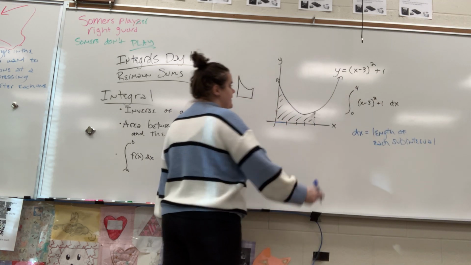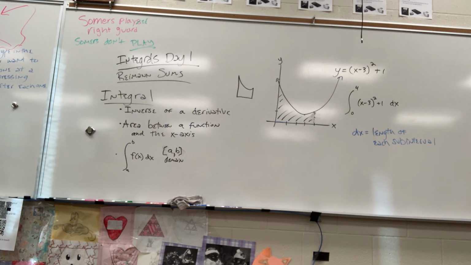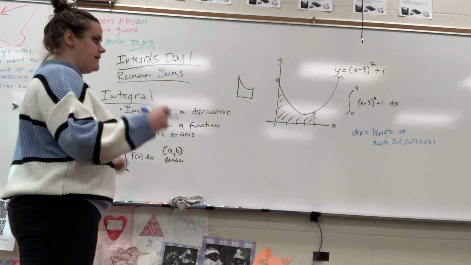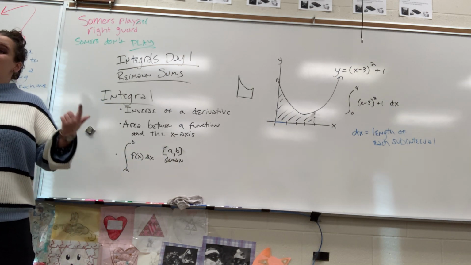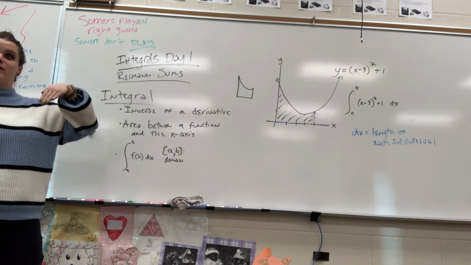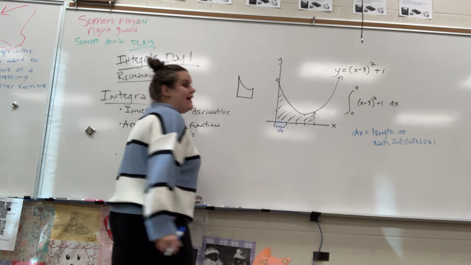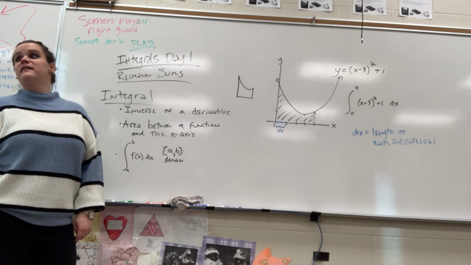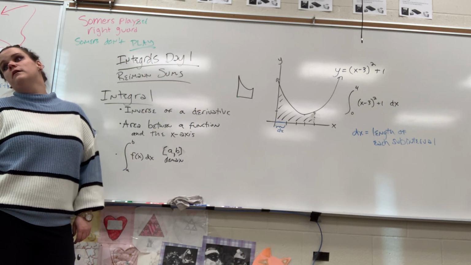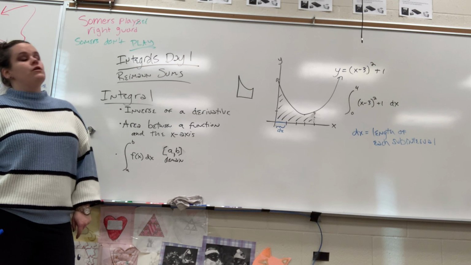So I know this first subinterval is going to go from 0 to 1. Is that good? Now, here's the next thing I need to figure out. How tall is it going to be? Because for the area of a rectangle, I need the base, I have that. That's my dx value. But now I need my height. You just plug in 0 for x, the y-intercept.